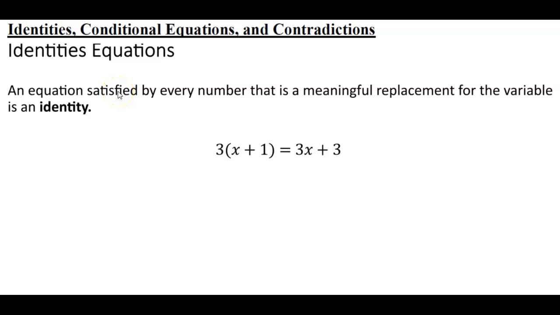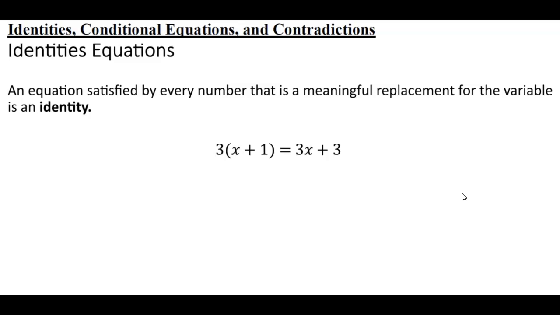Identities, conditional equations, and contradictions. The first thing we're going to talk about is the identity equations. An equation satisfied by every number that is a meaningful replacement for the variable is an identity. Okay, so let's take a look at an example here.